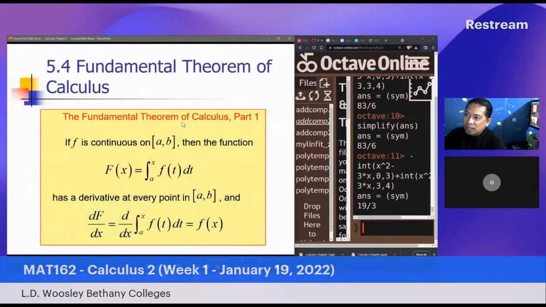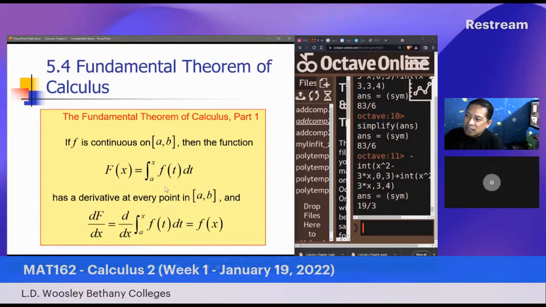So the fundamental theorem of calculus states if the function f is continuous on A to B, then the function F of x is equal to the integral of A to x of f of t dt. So halos wala namang pinagkaiba yan. Yun lang variable na ano. Kasi normally yung A starting from 0 to x or to the maximum value. So no problem yan. No?